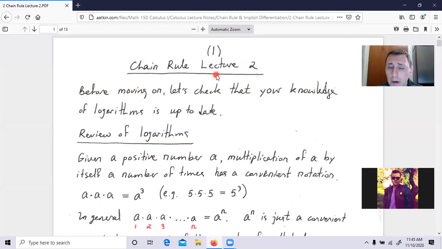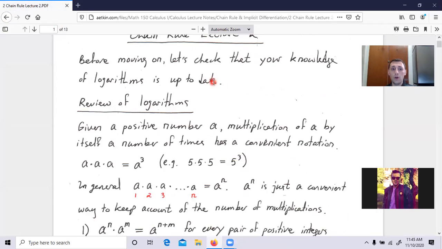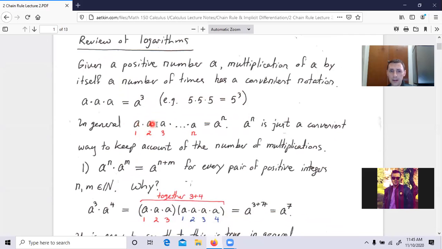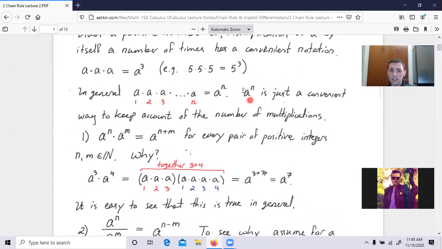Now we need to talk about logarithms, guys. Do you remember logarithms? Here is just a brief review of what exponentiation is supposed to be doing. If I multiply a number by itself a number of times, then a times a times a can be written as a cubed, or 5 times 5 times 5 is 5 cubed. In general, if I multiply a number by itself n times, it's a to the n. This is a convenient way to keep track of multiplication.